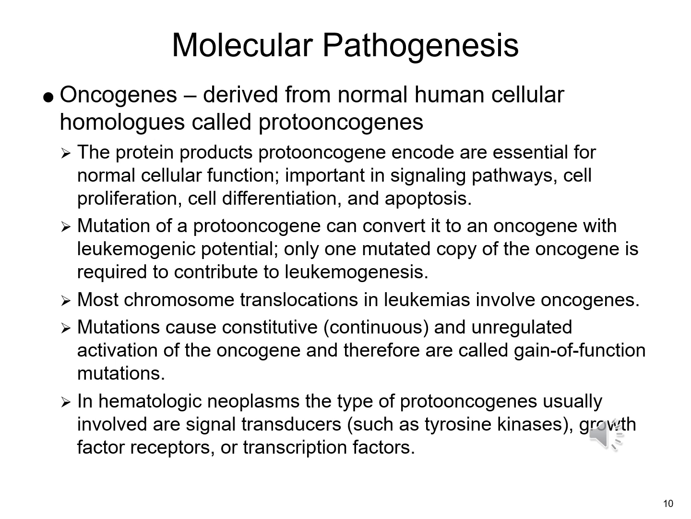Now, in your hematological neoplasms, the type of proto-oncogenes usually involved are going to be your signal transducers, such as your tyrosine kinase, your growth factor receptors, or your transcription factors.